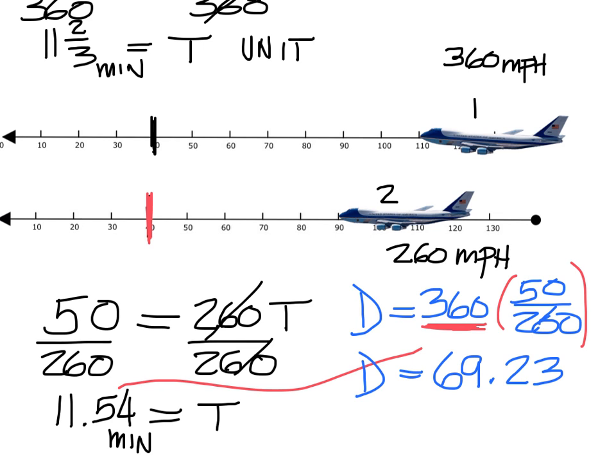Minutes. It's not minutes. Hours. It's not hours. What does D stand for? Miles. It's in miles, yes. So we go back up there to plane 1 and we mark it off. 1, 2, 3, 4, 5, 6, and 69.23 would be just shy of that mark. So it is a close call as to who gets there first.